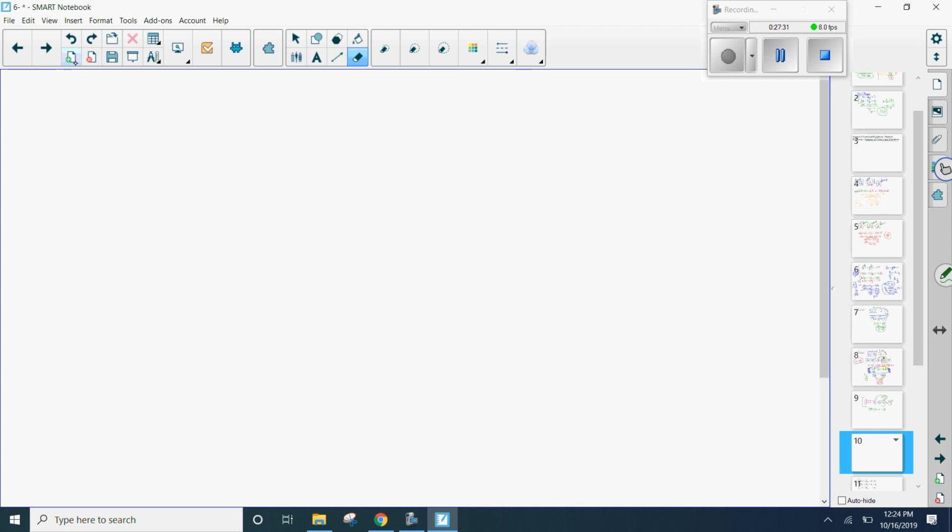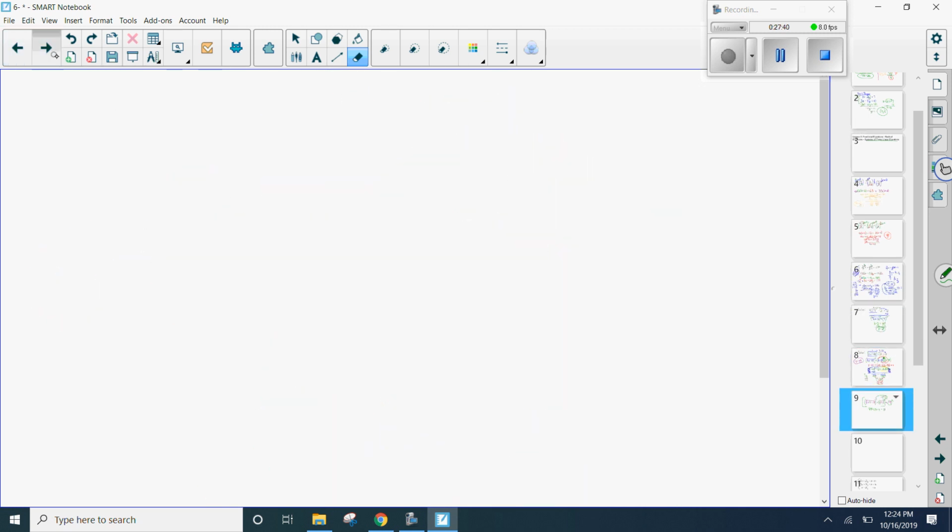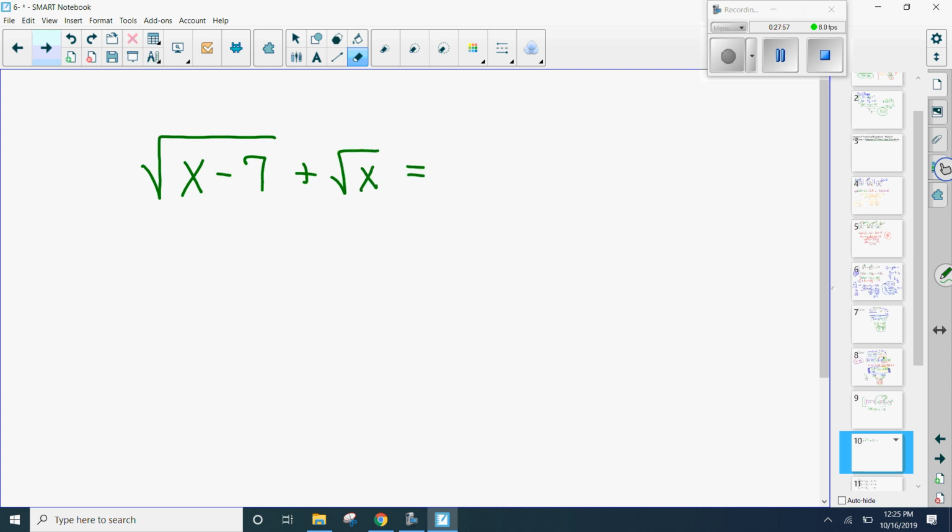All right, here's one for you to try. X minus 7 plus the square root of x is equal to 7. You could take the left-hand side times itself. But then you're going to FOIL with radicals in all 4 positions.